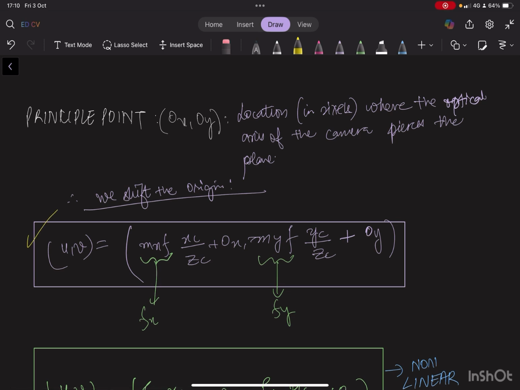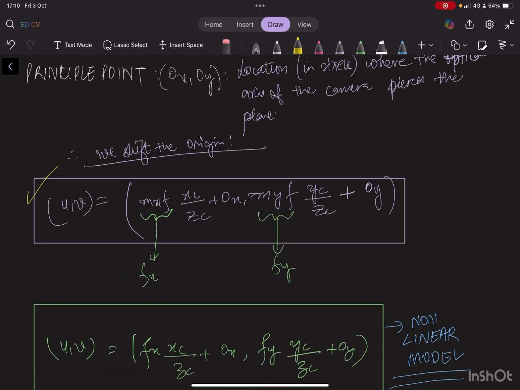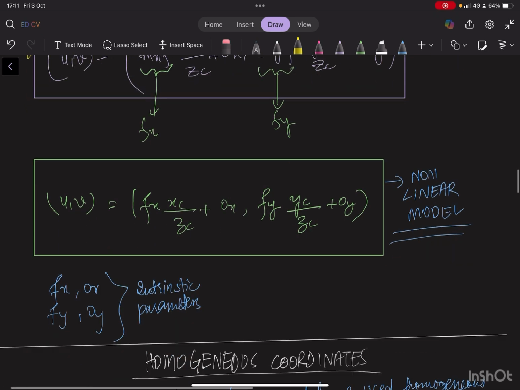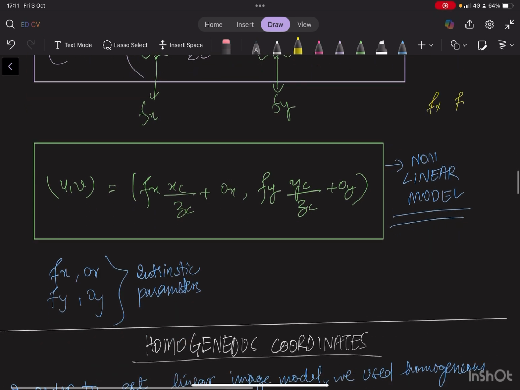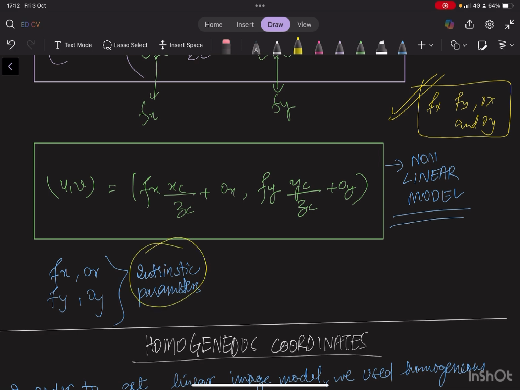So this is our new equation, and we assume that mx into f is equal to fx and my into f is equal to fy. In this equation, fx, fy, ox and oy, all four of these depend on the camera only. We as users can place the camera anywhere in the world, and these four things will not change. These come with the manufacturing itself. So these are called the intrinsic parameters of the camera. This is all internal to the camera.